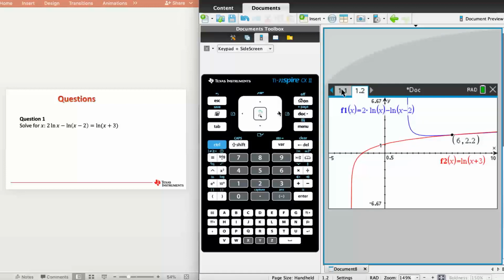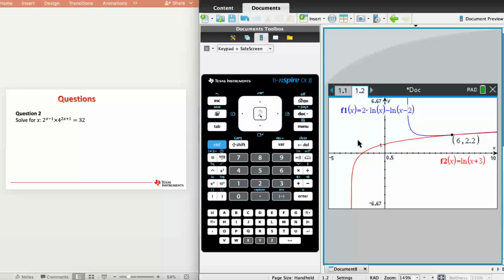To start our second question, here we go. We're now solving for x. This is an exponential equation. I'm going to organize my document so that each question will be in a new problem. So let's insert a new problem. My first problem was question 1, so 1.1 and 1.2 refer to question 1.